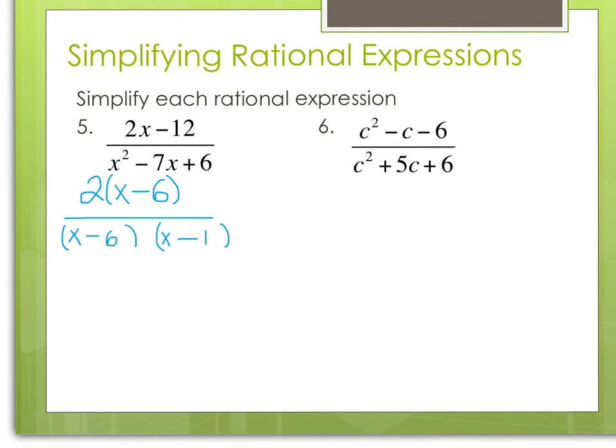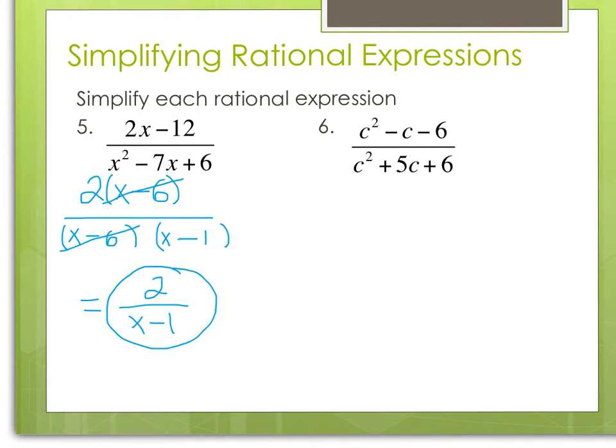Now I look to see if I have any like factors that I can cancel. And I do. I have x minus 6 and x minus 6. So then my answer will be what I'm left with: 2 divided by x minus 1. And you don't need the parentheses in the denominator if it's the only thing left. All right, let's try another.